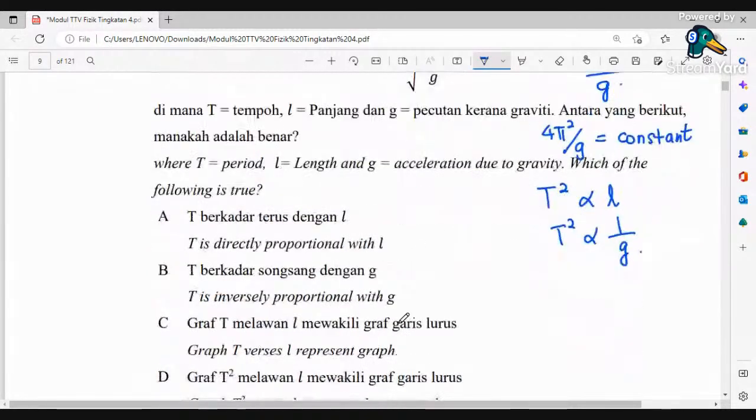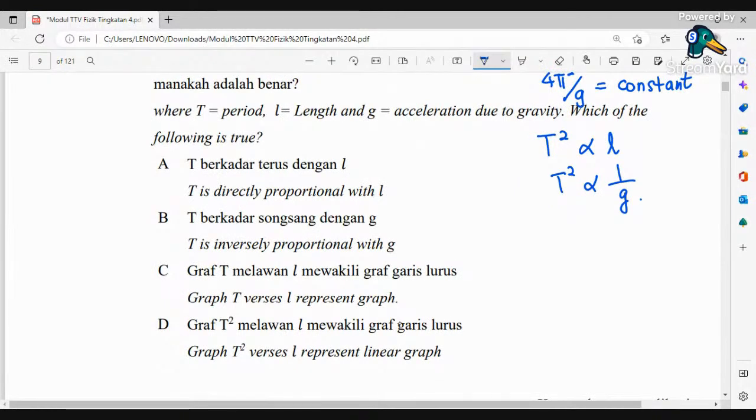Okay, we look at what is given here. T directly proportional to L. Is this correct or not? Look at here, not T, it's T squared. Okay, so this is wrong. T inversely proportional to G, also wrong. T versus L. Oh, the presenter's answer here is wrong.